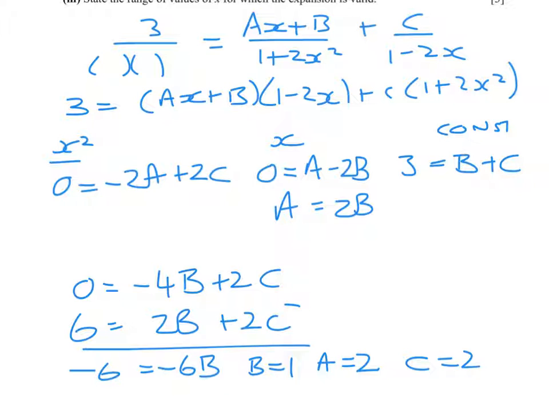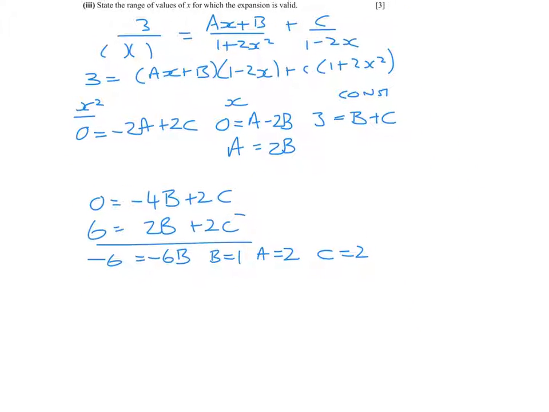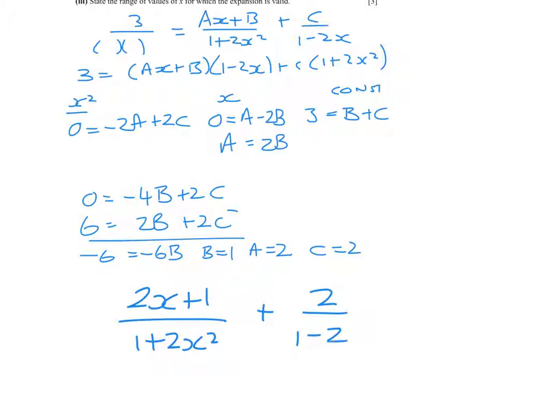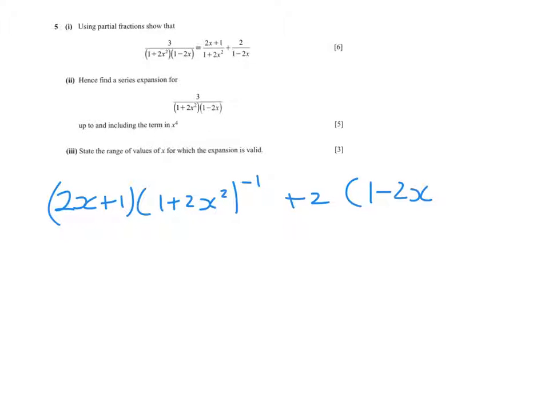So our partial fraction then becomes (ax plus b) over (1 plus 2x) squared plus c over 1 minus 2x. If we want to expand this, then we actually want to expand (2x plus 1) times (1 plus 2x) squared to the power minus 1, plus 2 times (1 minus 2x) to the power minus 1.